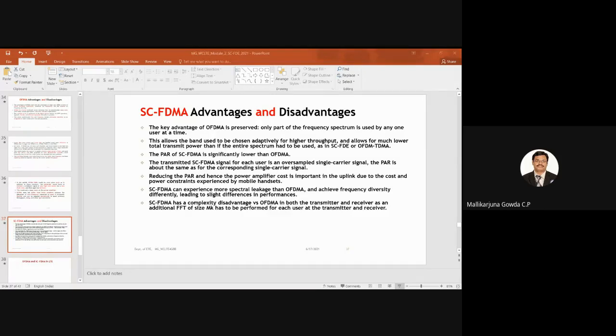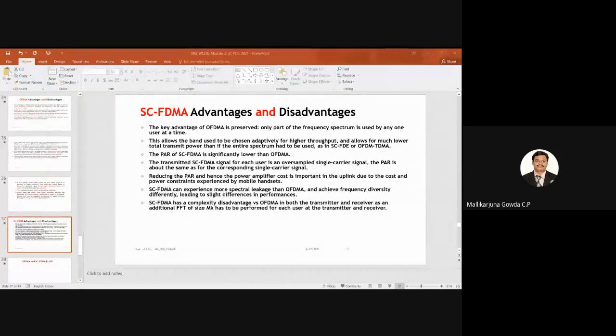I think I said it is N. Okay. The PAR will be equal to N. Means it is directly proportional to the number of carriers we use in the system. Right. I discussed it already, how the peak to average ratio in case of OFDM is proportional to the number of subcarriers, how it is only one in case of single carrier. So what I said already, the reduction of this PAR makes the power amplifier cost less, and hence it is preferred for uplink due to the cost and power constraint experienced by the mobile handset. Okay. This is all the advantage of SC-FDMA, what I can say.